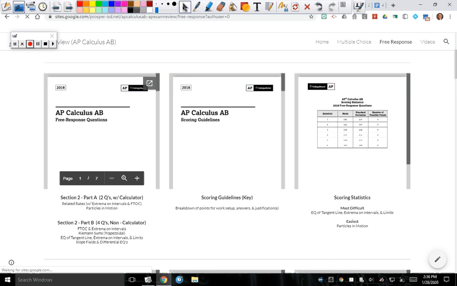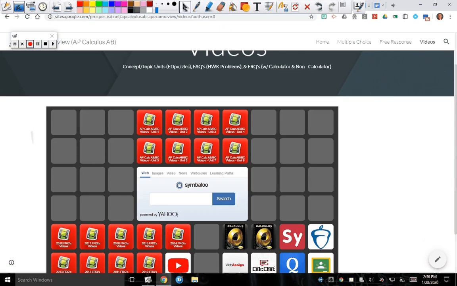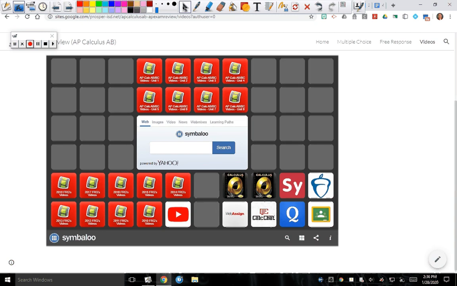Right here on videos, if you clicked on videos, it will take you to the symbol loop. And right here, I've very neatly organized for you at the very bottom left, starting from 2018 all the way to 2010, every single question that I did not have to record after all, that would have taken me 20 hours to do.